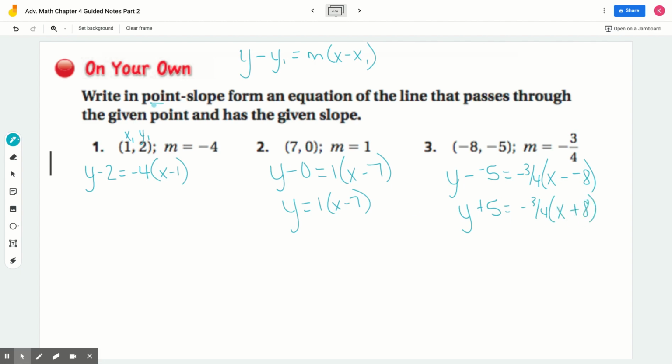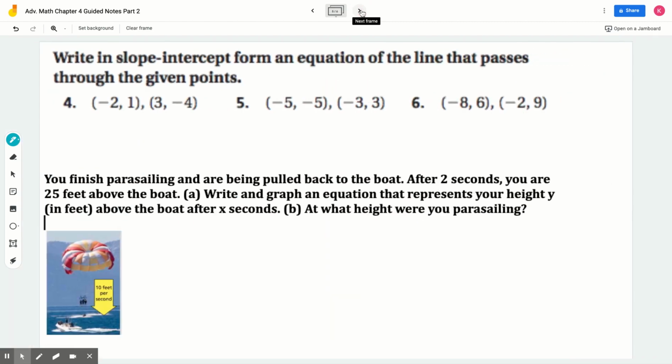Now again, in point-slope form, we have to have one point and the slope to write it in the correct format. When we look at the next step, it says write in slope-intercept form an equation of the line that passes through the given points. Now see here, we don't have the slope, we just have 2 points.